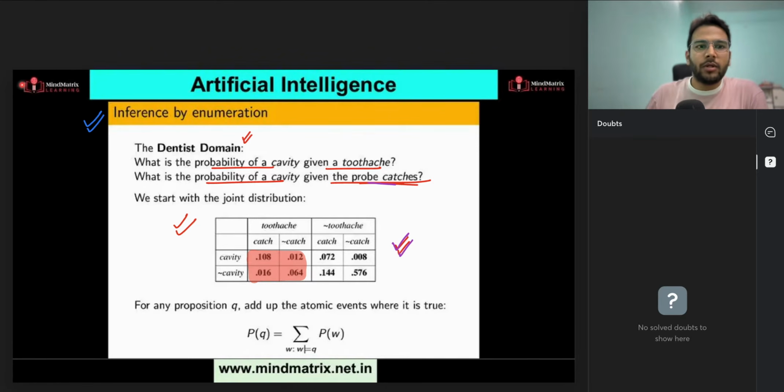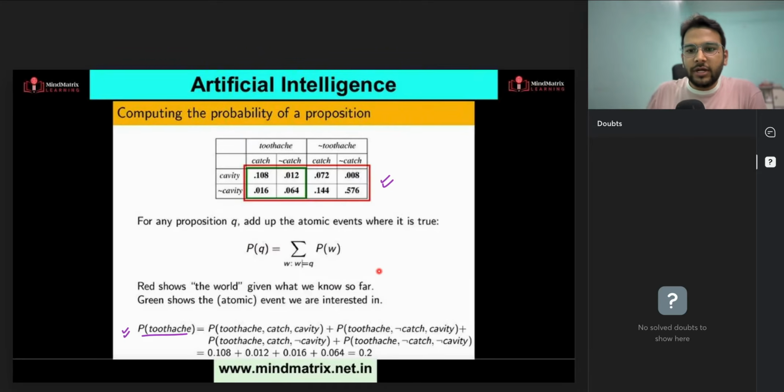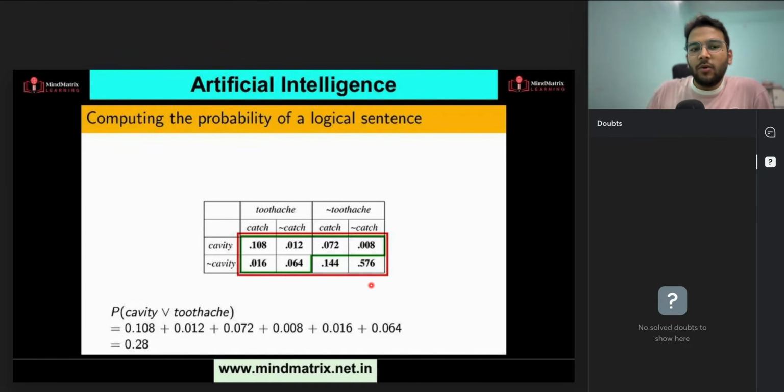Okay, good, fine. So let's proceed now. I also told you that if you add all these 8 values, they will sum up to 1, because that is the point of joint probability distribution. So this thing you understood so far. Now if I ask you probability of cavity, marginal probability is not 1 here, obviously. Simple probability is not 1 here.